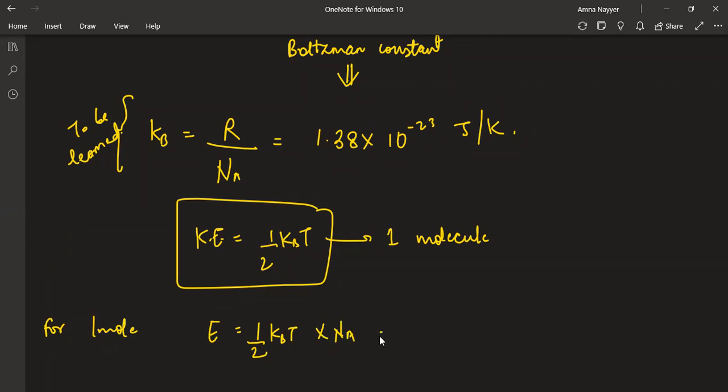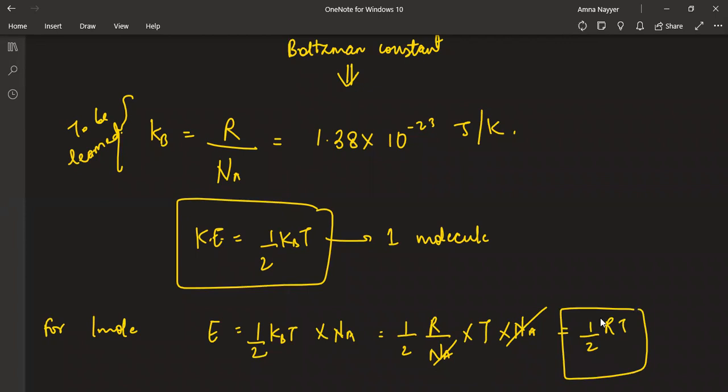Keep the value of kB from here. That becomes R by Na into T, and here into Na. Avogadro's number gets cancelled. This becomes half RT. So this is valid for 1 mole. For 1 molecule, you will use this formula. For 1 mole, you will use this formula.